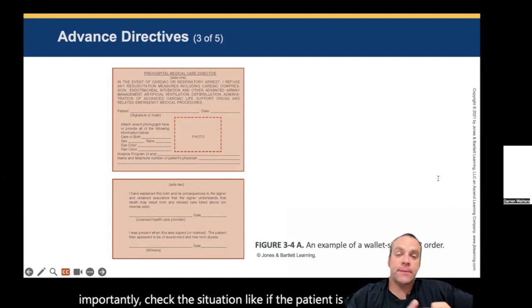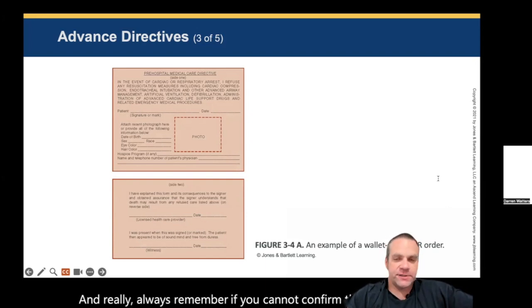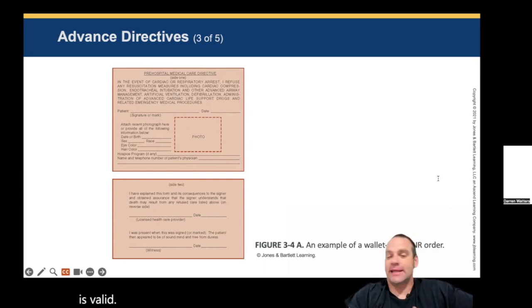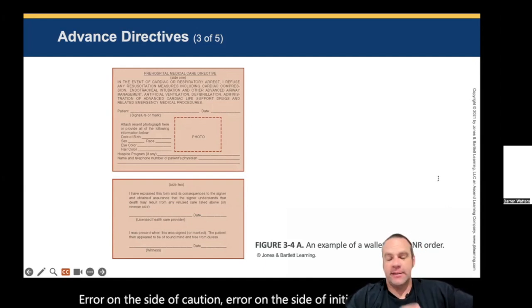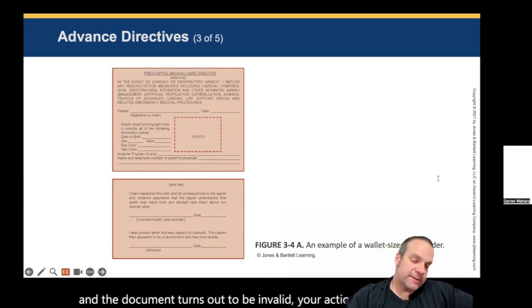And always remember, if you cannot confirm the document is valid, err on the side of caution, err on the side of initiating care, and then consult online medical control immediately following that action just for direction. Because if you mistakenly withhold care and the document turns out to be invalid, your actions could actually lead to legal consequences or even disciplinary actions.